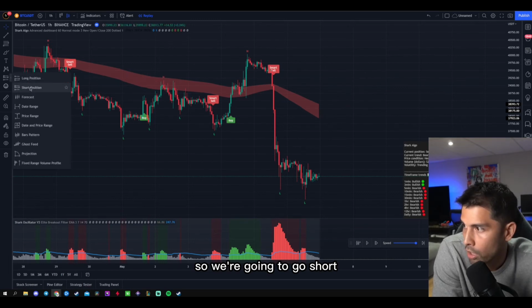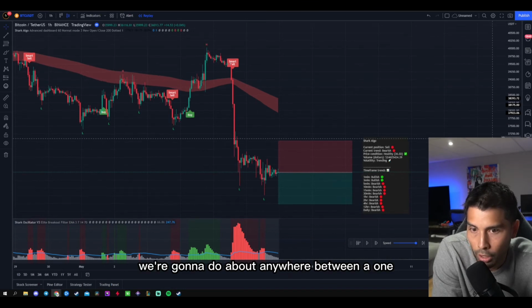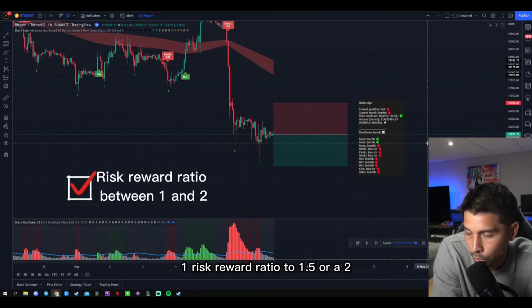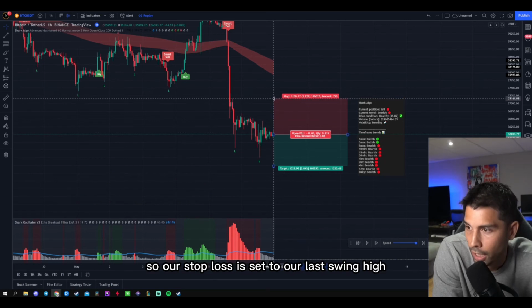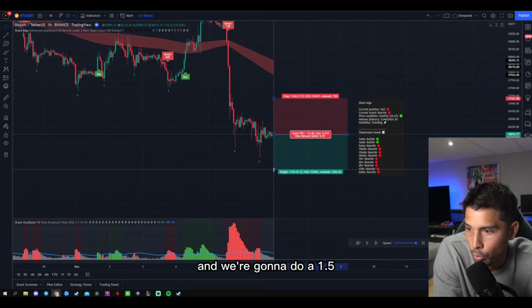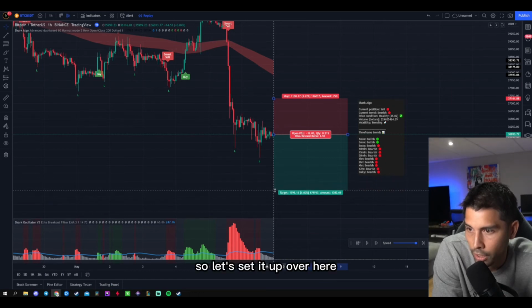So we're going to go short. We enter the trade over here. Same thing, guys. We're going to do anywhere between a 1 risk reward ratio to a 1.5 or a 2. So our stop loss is set to our last swing high. And we're going to do a 1.5, guys, or a 2. So let's set it up over here. So we're going to do a 1.5.